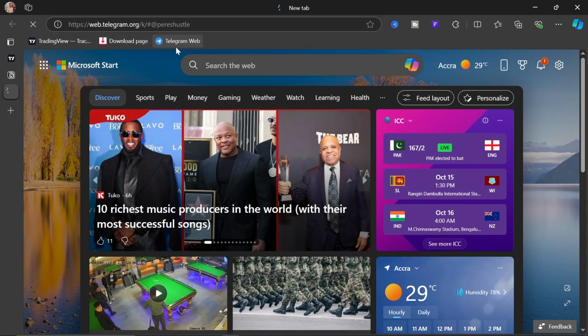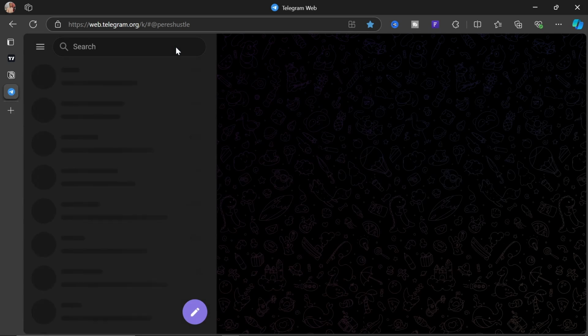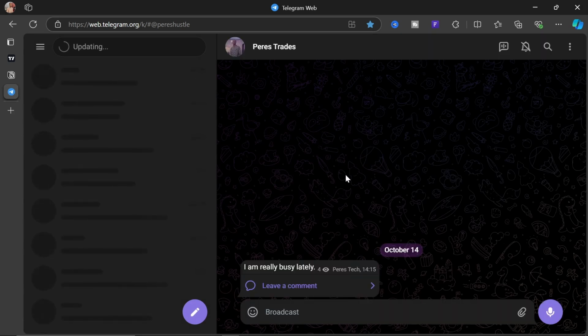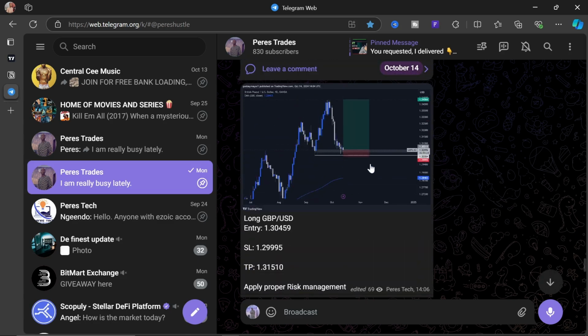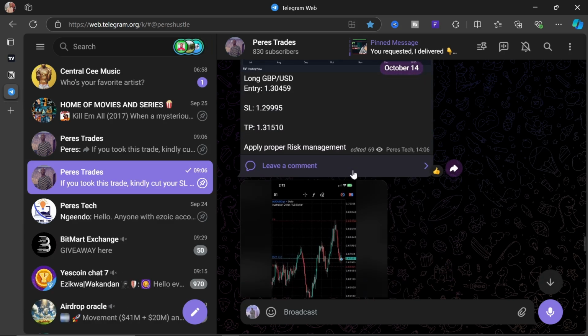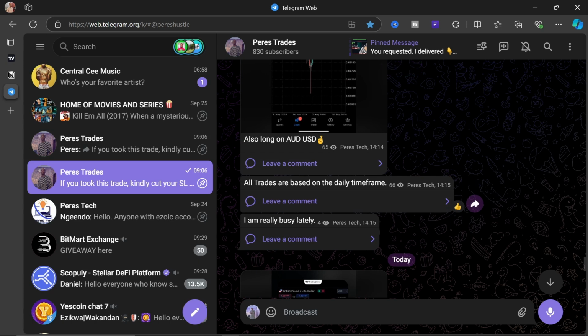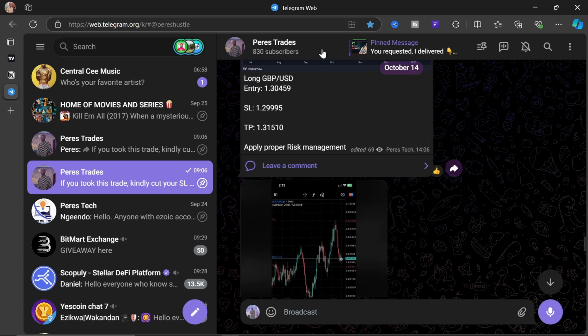For those of you who are fairly new here, I trade any of those time frames. I can take, like, the trade we are currently holding right now on GBP USD. I took it on the daily time frame. Here it is, GBP USD. You can see where I said it here. All trades are based on the daily time frame. You can see here is a trade right here.